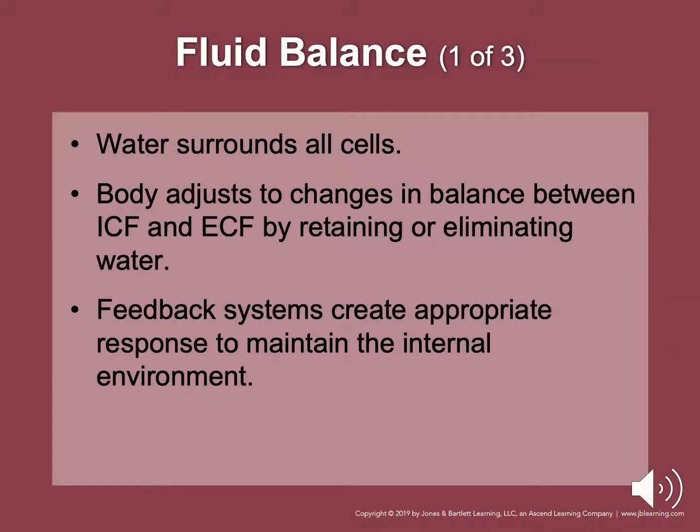So how do we balance fluid? Some form of water surrounds all cells. It plays a part in cell metabolism and maintaining homeostasis. The body adjusts change in the balance between intracellular fluid and extracellular fluid by retaining or eliminating water. So fluid levels in the body are balanced when intake equals output. The maintenance of the internal environment of the cell is regulated by the feedback system.